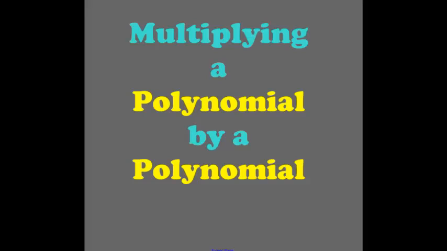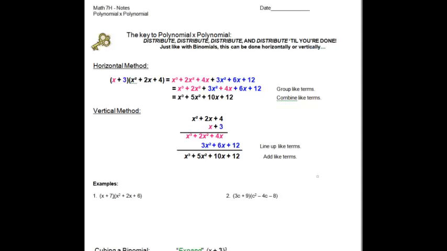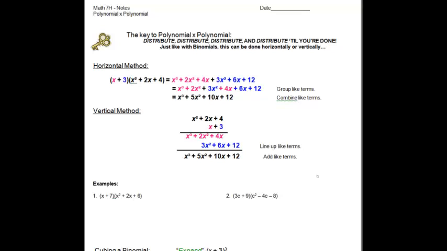We're going to continue to expand and develop our multiplying tonight with a polynomial by a polynomial. So in your notes, we have a couple different methods here too. And the key that we have is basically distribution over and over again. You can do it vertically or horizontally, and I will show you both methods.